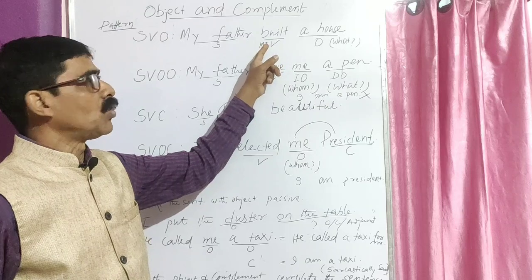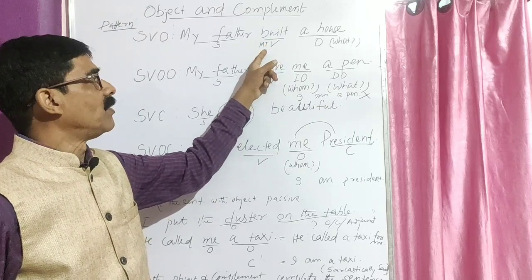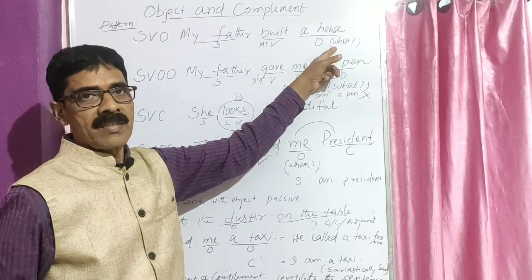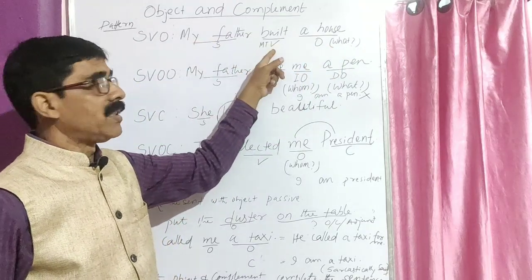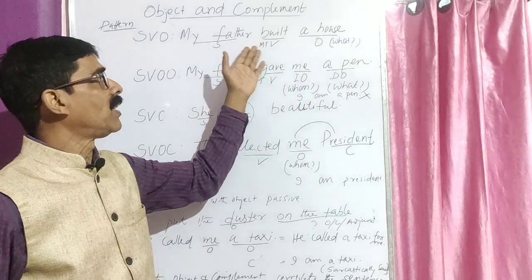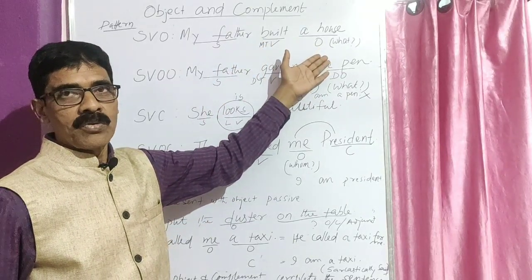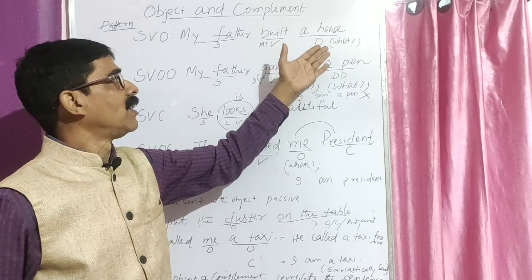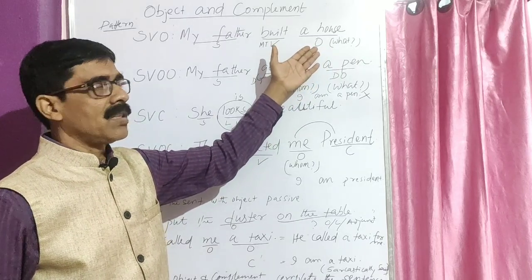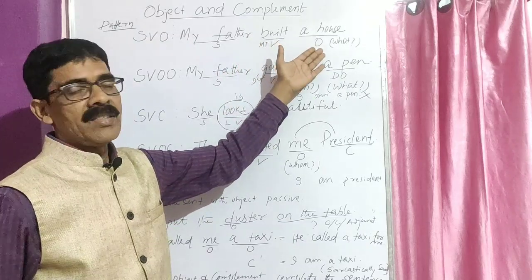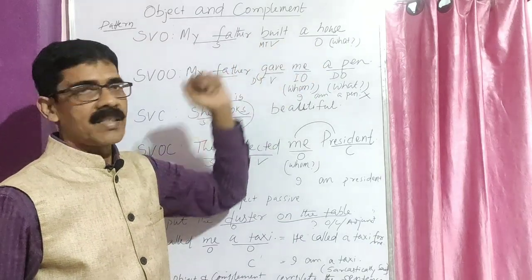Now ask a question to the verb. The question is what? So my father built what? What did my father build? The answer will be a house. So the phrase or the word which comes in answer to the question what is considered to be an object.